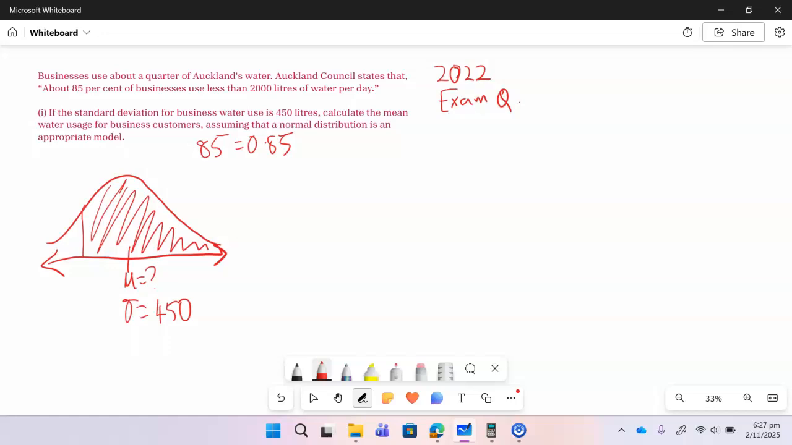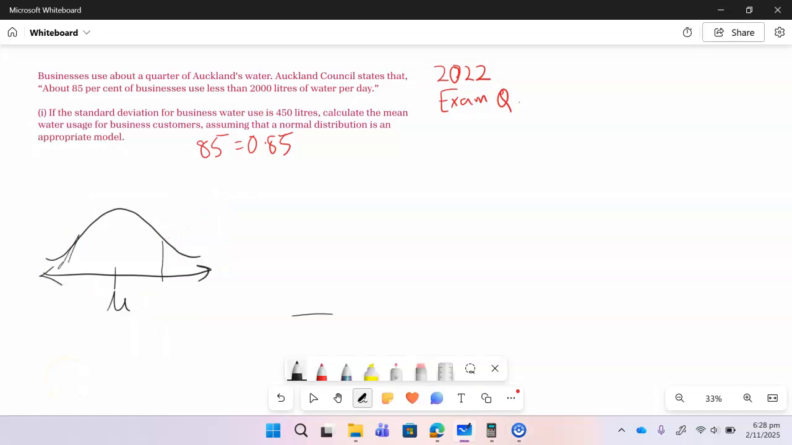So in this case, this entire area is 0.85 and the x value is 2000. Oh, my bad. They're using less than 2000. Okay, so we'll do that again. Because they said less than 2000, I'm going to say 2000 is here and all of this is 0.85.